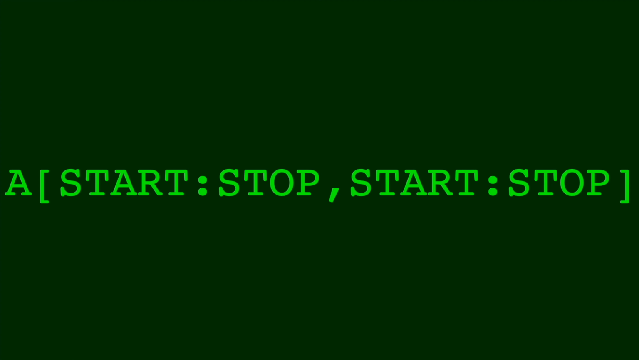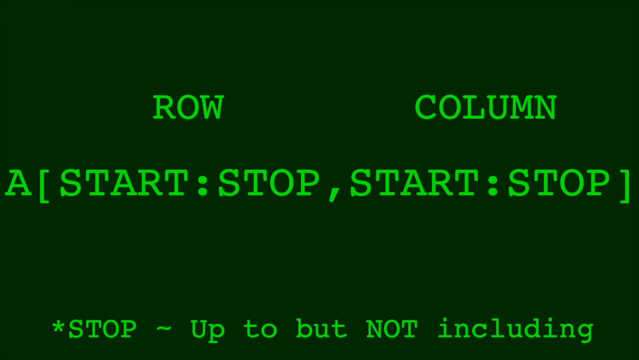To broadcast the specific part that we want, we will have a start::stop for both the row and the column. Now keep in mind, whatever you put as the index for stop does not actually include the stop. So it's always up to, but not including. I think an example will help you out.